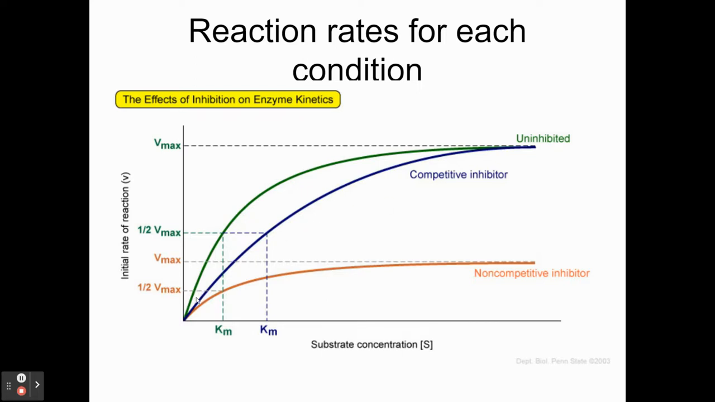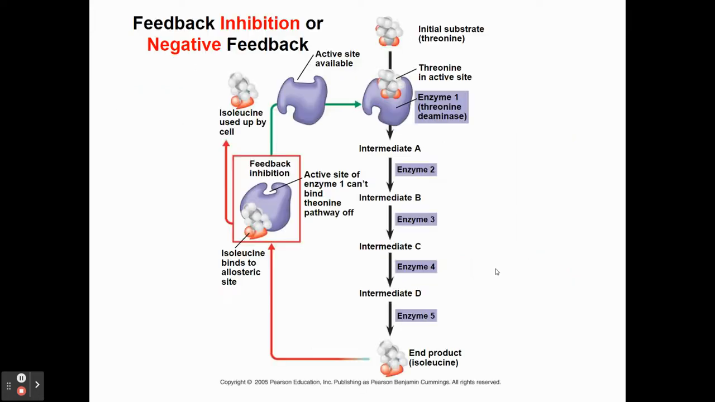Now, a competitive inhibitor slows down the reaction, but it does not shut it down. Because remember, it's competing for that active site, but if the competitive inhibitor is held at a constant value and we increase the substrate concentration, then the substrate begins to outnumber the competitive inhibitor and eventually it will reach its maximum speed. However, non-competitive inhibitors, which bind to a place other than the active site, alter the shape of the active site and therefore can shut that reaction down, as we see down here, very quickly.